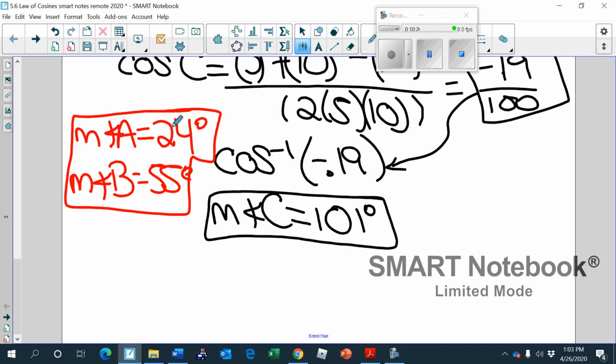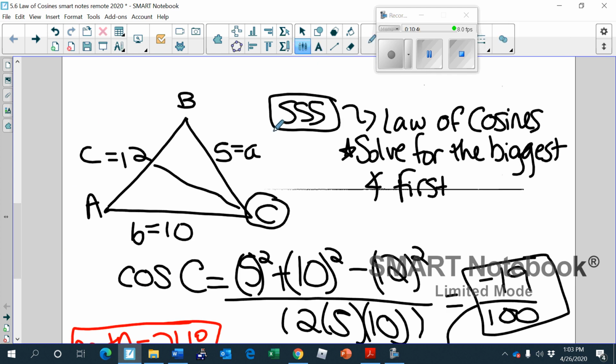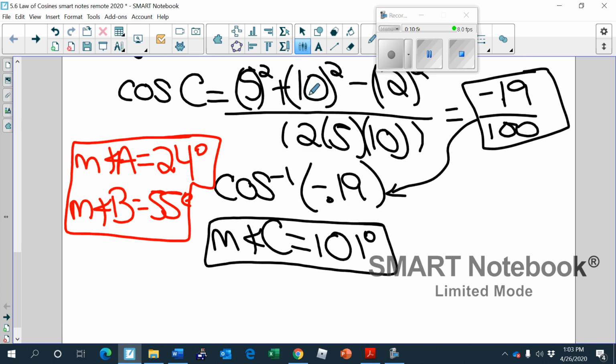Okay, so from here, I got these other two. I actually use the law of sines for these, because now that I have my biggest angle, I can go back to law of sines, because I have all my information, right? So let's go back up to my triangle, my picture. I know that angle C is 101 degrees. Great. So now I'm going to set up law of sines. Sine of 101 over 12, right? Because sine 101 goes with 12.